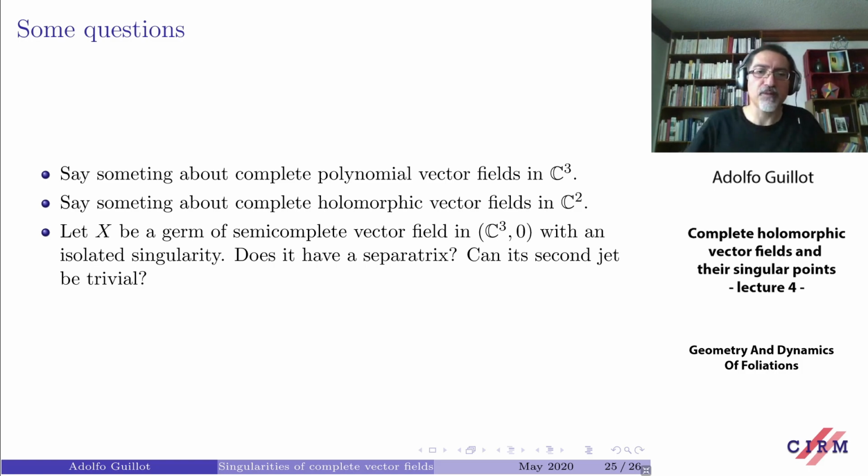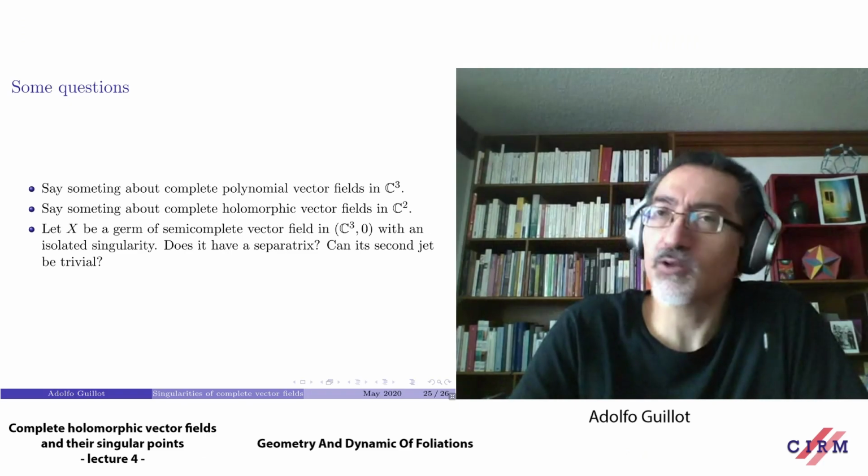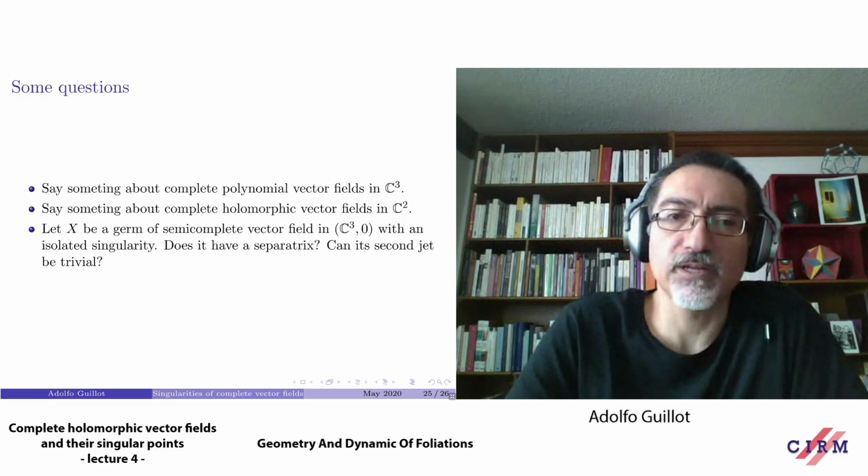And just one more question. Remember, in my first lecture, I told you all the things we could do with the separatrix theorem: as a consequence of it, if I have a singular point of a vector field in dimension 2, and the singularity is isolated, then the second jet must be non-trivial. So we do not know what happens in dimension 3. We know that germs of vector fields in dimension 3 do not have, in general, separatrices, but maybe complete ones do. Maybe semi-complete ones do. We do not know it.